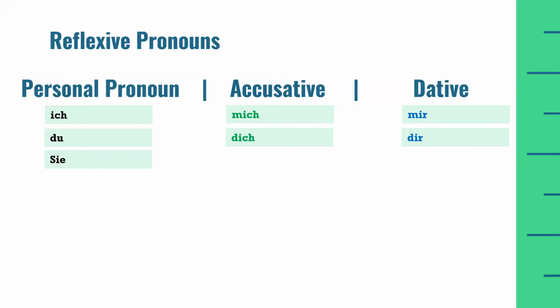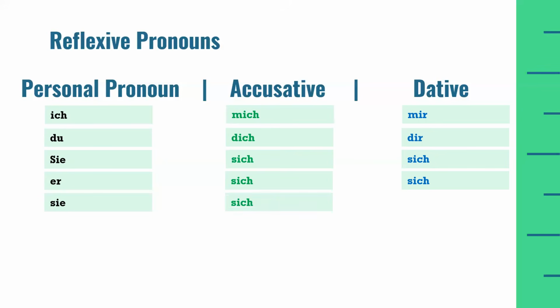Sie, if sie is the personal pronoun, then in accusative case it will become sich. In dative it will also remain sich. Er, which means he, has accusative personal pronoun sich and dative personal pronoun sich. Sie, which means she, has accusative sich and also dative sich. Es, which means it, also has sich in accusative and dative.